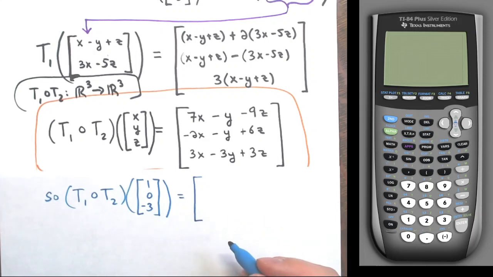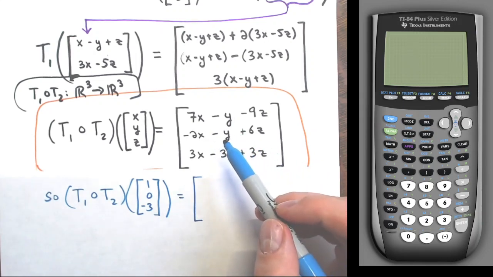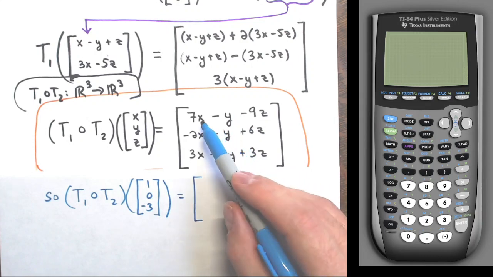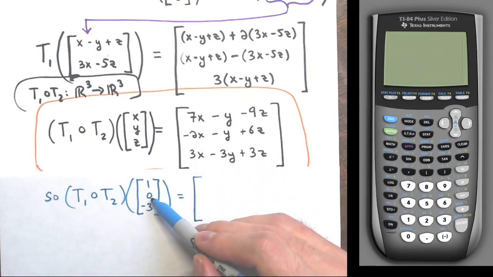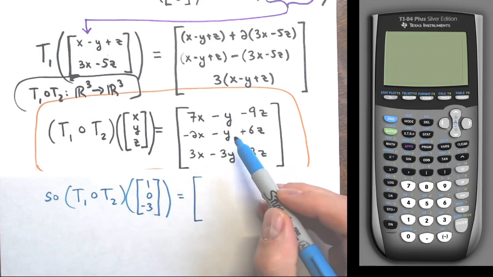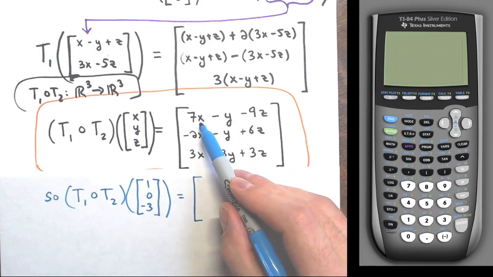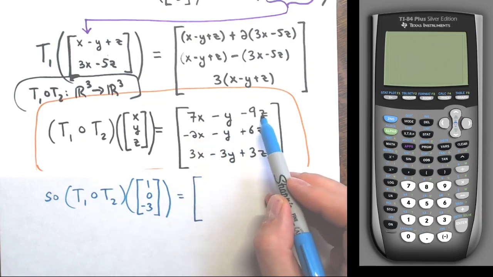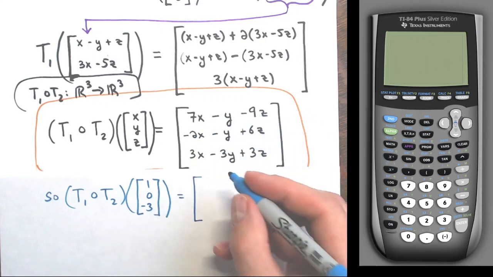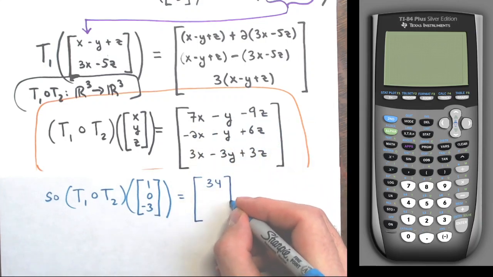I'm just going to say it out loud. You can do simple arithmetic here. 7 times 1, 7. The y's are gone, y is 0, so I'm not even going to worry about the y terms. So 7 times 1, 7. And then -9 times -3 is +27. So 7 and +27 make 34 for the first component.